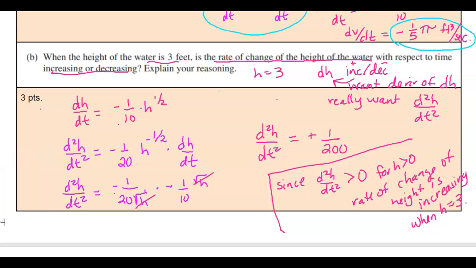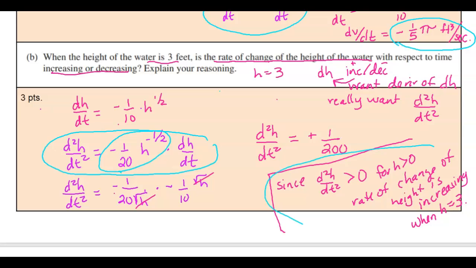All right, so our points. Let's see what we get. We get 1 point if we have this. We get 1 point for just this. Okay. And then we get our 3rd point for all of this. Okay. All right, so that's the 3 points.